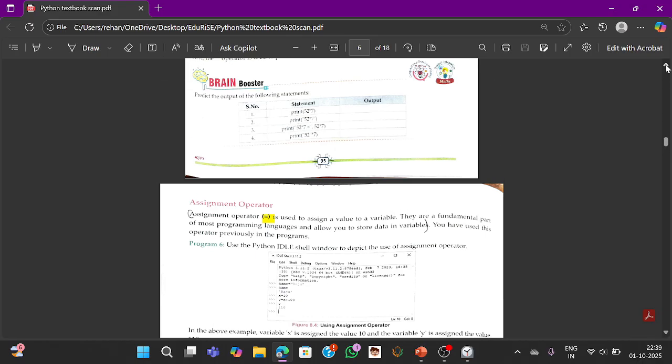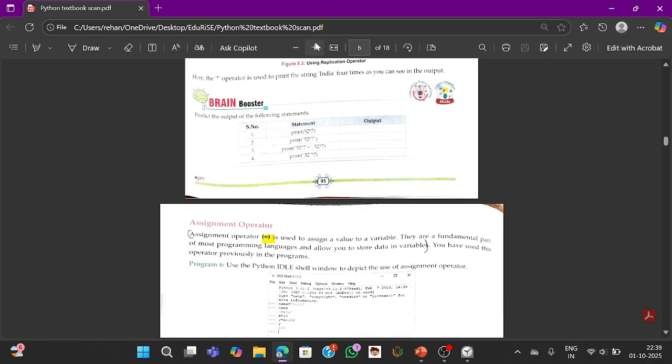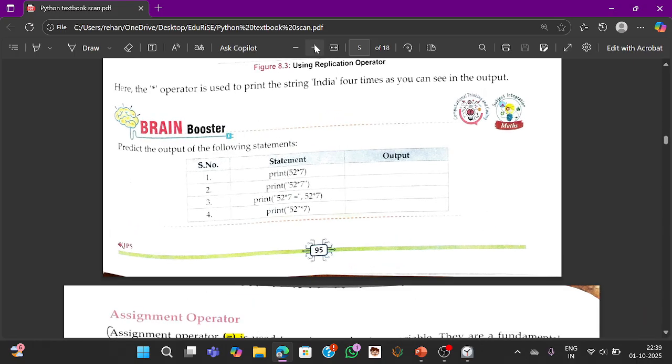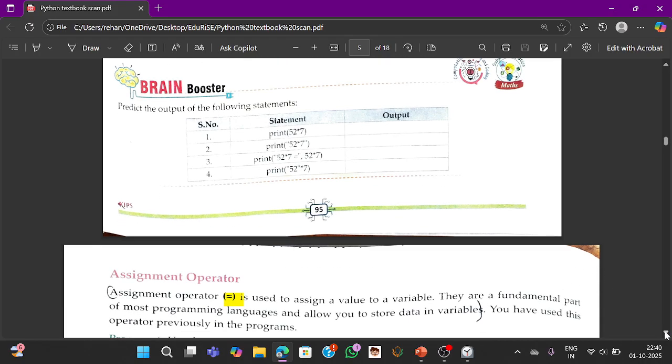We have already discussed about the brain booster in the last class. If you still have any doubts or if you have not understood any of these questions, statements for their output, please let me know in the comment. I'll be replying back to you.